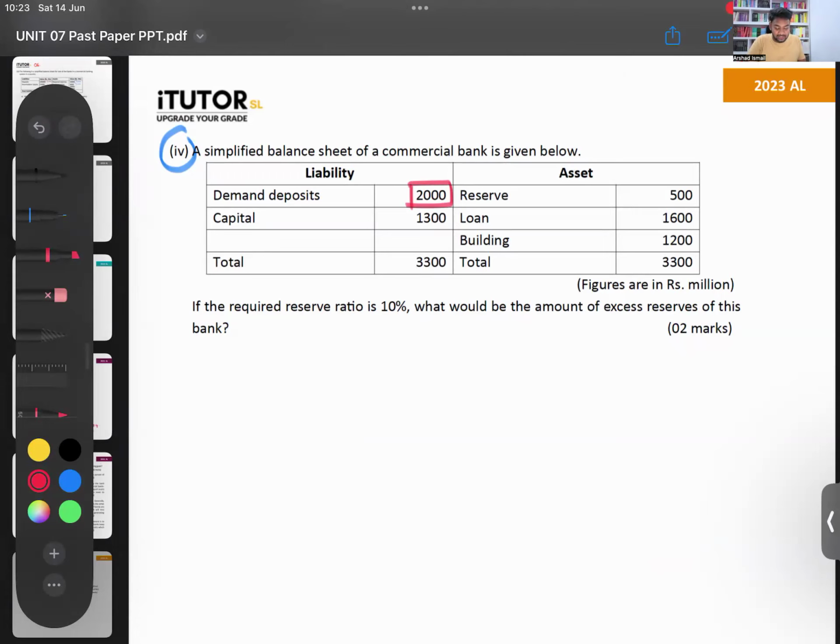They have demand deposits of 2,000. SRR is 10%. They only have to keep 200 as required. So how much do they have as excess? Your required reserves is 2,000 into 10%. So that means you have to keep only 200.